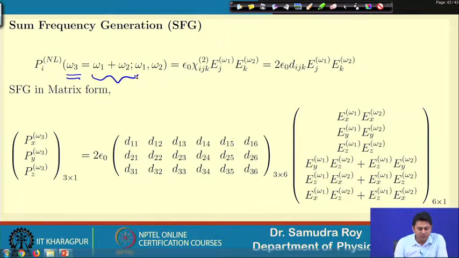So, now the P i-th component can be represented in terms of E j and E k having the components omega 1 and omega 2. In a similar way, if I start with the P x component, it should be x and x, but the frequency components are different. You should note previously it was E x squared, but it is now x x, and y y, but the frequency components are different, and z z, frequency components are different.